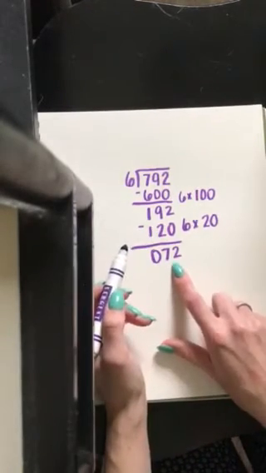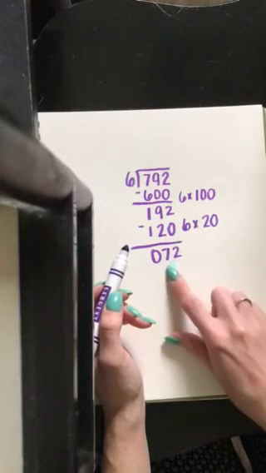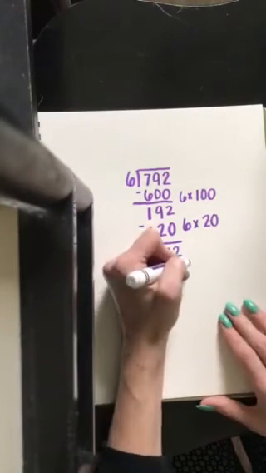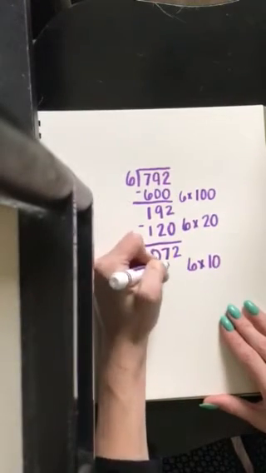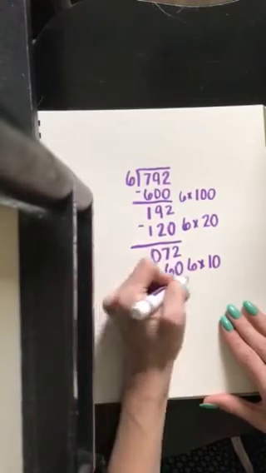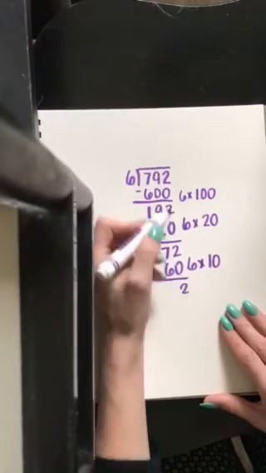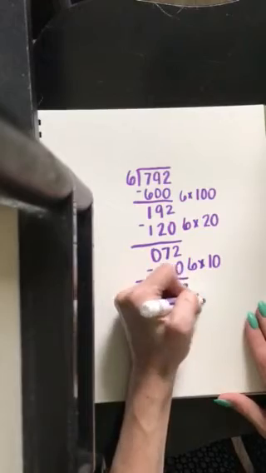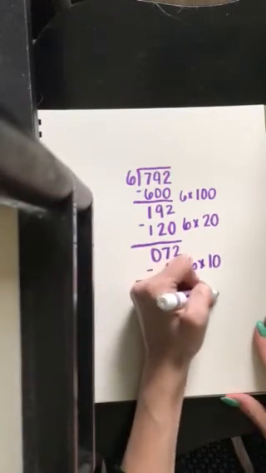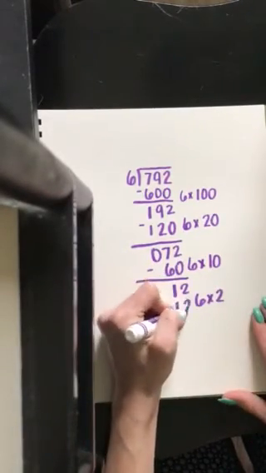So now I'm gonna do this again. 6 times 20 is 120, so I can't do that. So I'm gonna try the next power of 10, 6 times 10. And I know that's 60. I'm gonna do my subtraction again. Now I have 12. So now I just want to see how many times 6 can go into 12. I know that fact, it is 2. 6 times 2 is 12.